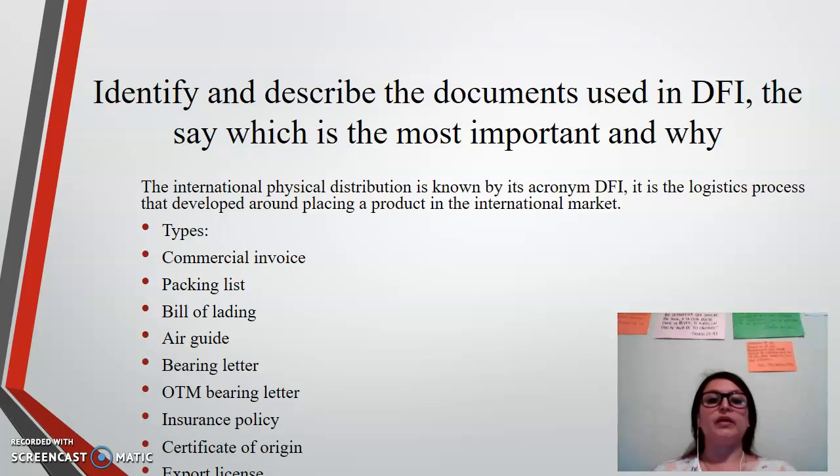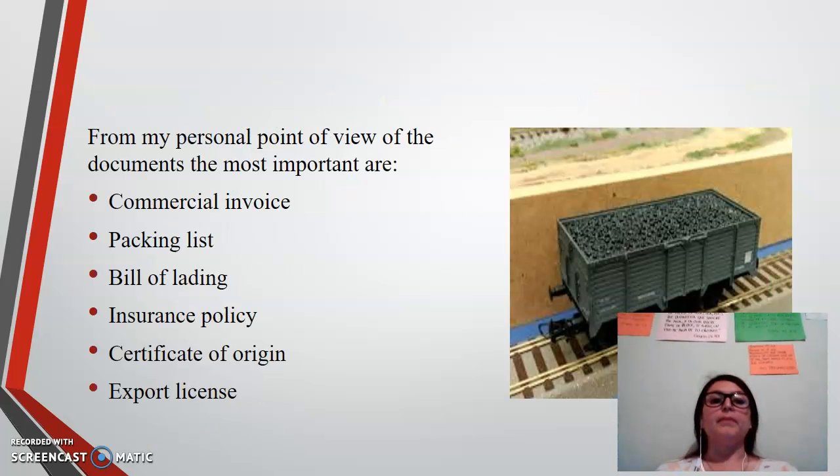Types: commercial invoice, packing list, bill of lading, insurance policy, certificate of origin, export license. From my personal point of view, the most important documents are the commercial invoice, packing list, bill of lading, insurance policy, certificate of origin, and export license.